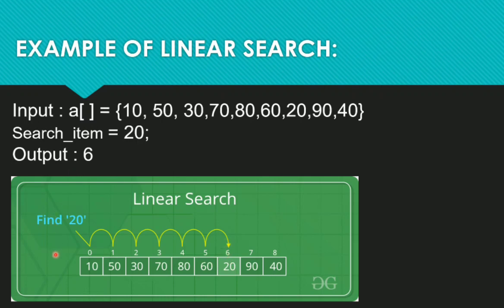The operation will start searching the item from the first index value, which is 0, as the array index starts from 0. 10 is not equal to the search item, so it will go to the next position and compare, and continue comparing until the item is found. In this example, the item is found at position 6, so output stores 6. Now let's get started with the source code.